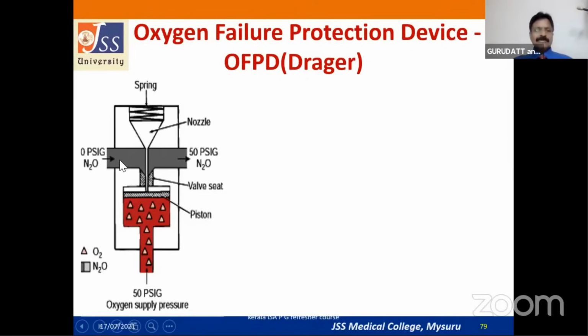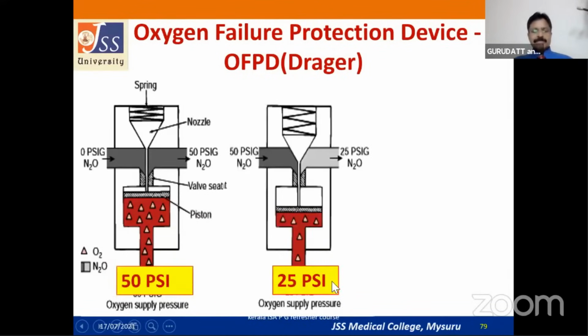That means the nitrous oxide is going towards the flow meter at the same 50 psig as oxygen. So what happens once the pressure of oxygen starts coming down? Once the pressure is dropping, now it has dropped down to 25. What happens? This nozzle also starts coming down in the path of the nitrous oxide flow. So it also decreases the outlet pressure of nitrous oxide to 25 psig.